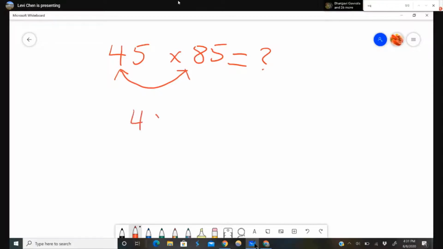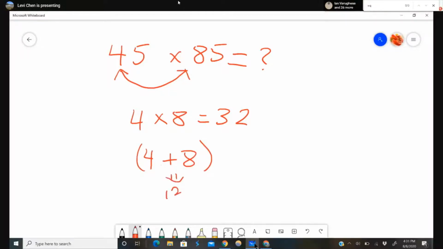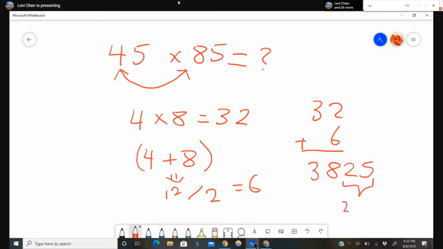So what you do is take the first digits of these two numbers. What's 4 times 8? 32. Then you take the same two numbers, 4 and 8, and add them, which gives you 12. You divide that by 2, which equals 6. So what's 32 plus 6? That's 38. And since there are two 5s, the end is going to be 25. So basically, you always just add a 25 at the end.